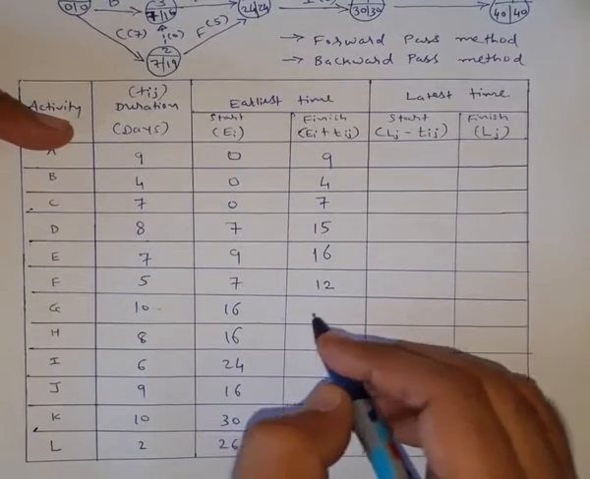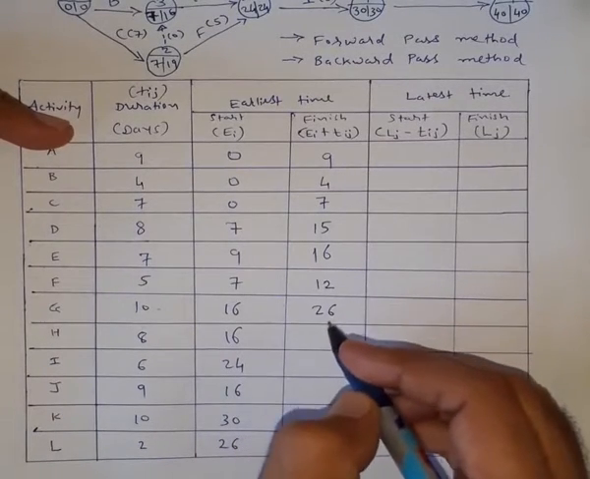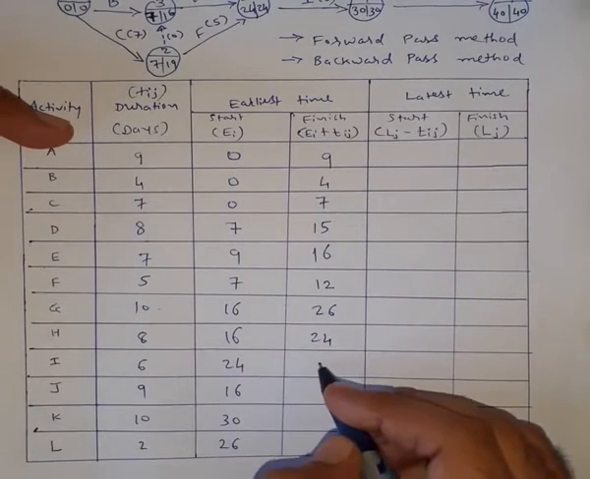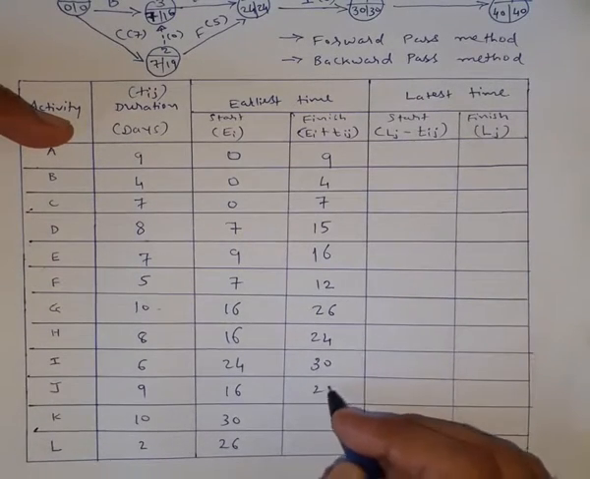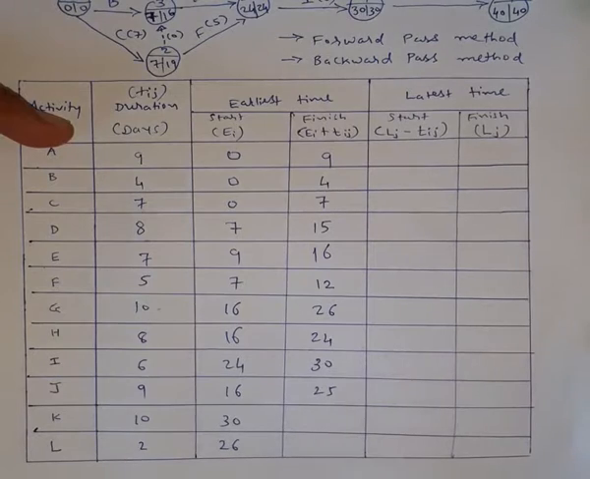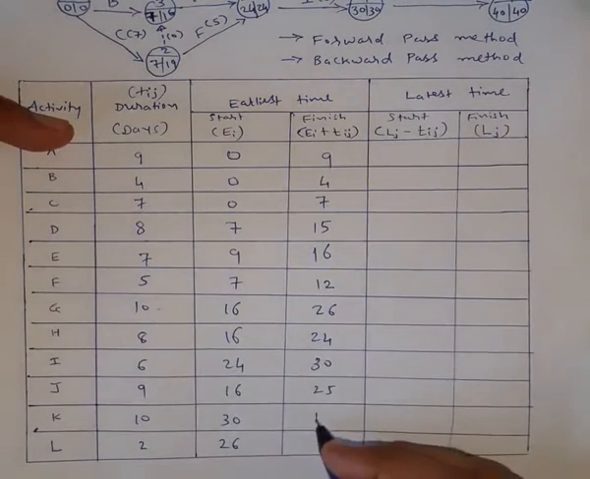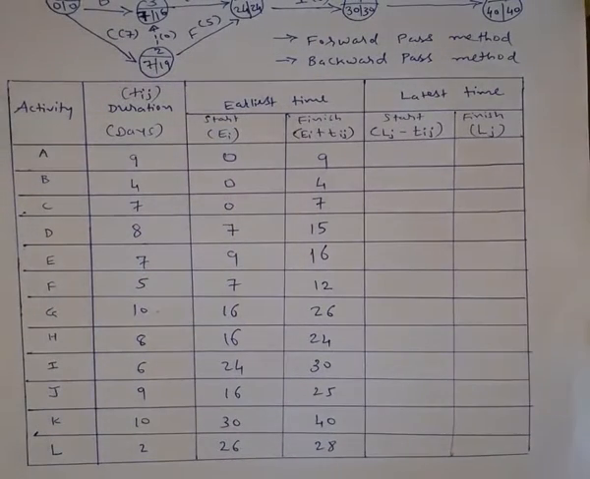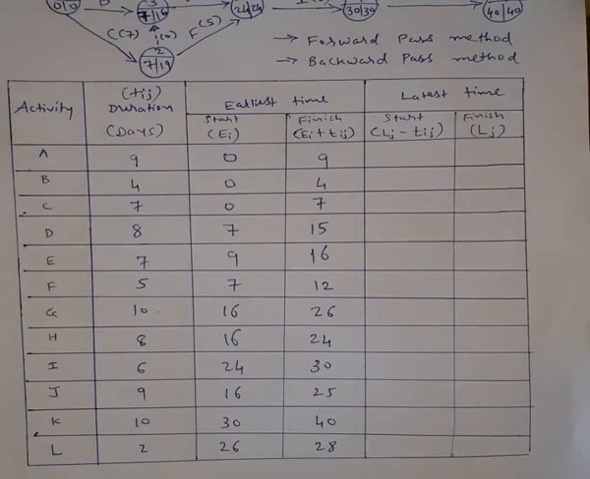16 plus 10, it is 26. Then 24, 30, 25, and 30 plus 10, 40, and this is 28. So this is how we can find the earliest start time and finish time of the activities that are given.